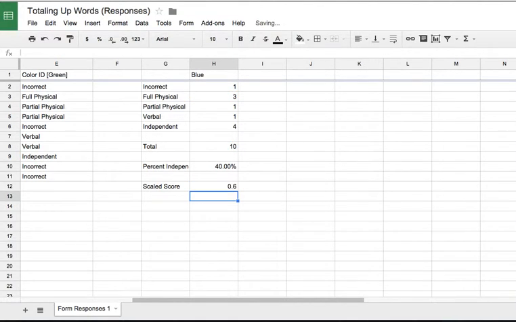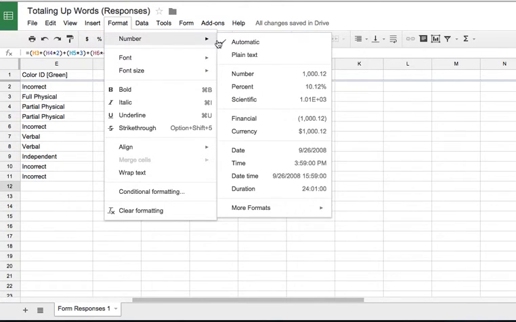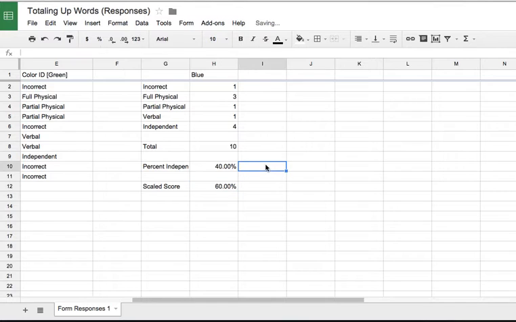I'm going to hit enter. I get 0.6. Then format, number, percentage. That's 60%. So what this shows me is, okay, he's only at 40% independent, but it's not like he's getting it wrong every time when he's there. It's a little bit better. So that's why I like to look at it that way. So that's how you do a scaled score.